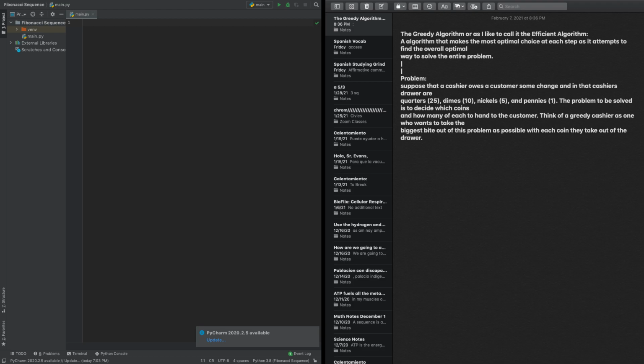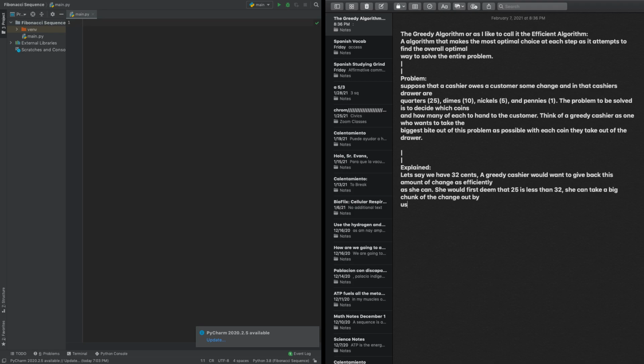Okay, so let's explain this problem a little better. Let's say we have 32 cents. A greedy cashier, or I don't even like the word greedy, honestly, an efficient cashier would give back the coins in the least amount of coins possible. So is 25 greater than 32? No. So if we do a 32 minus 25, we won't be losing coins.